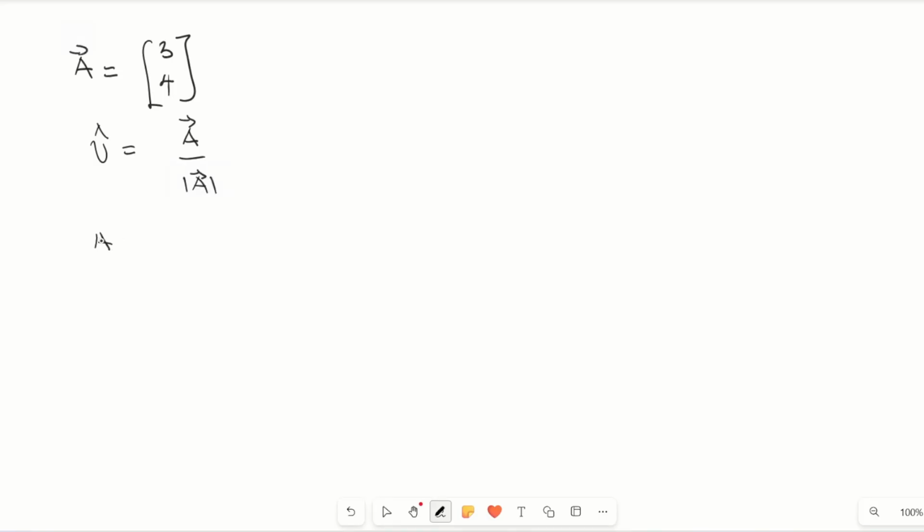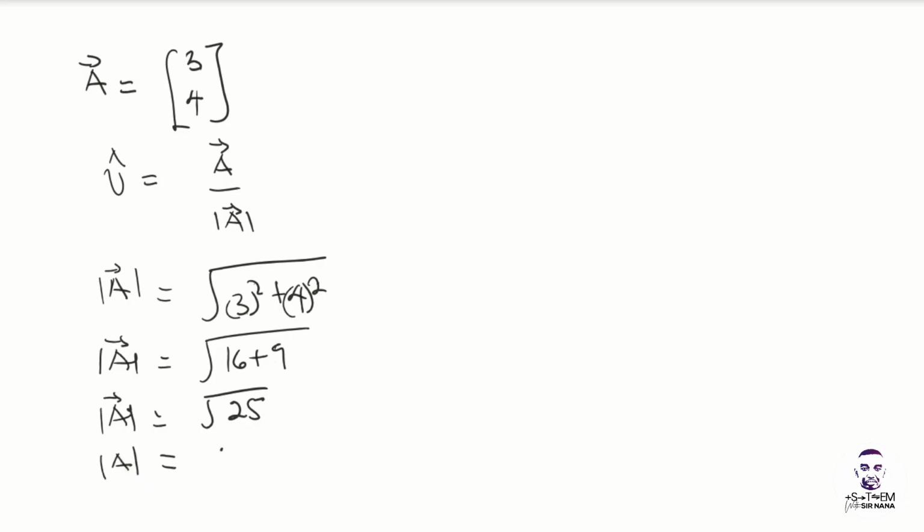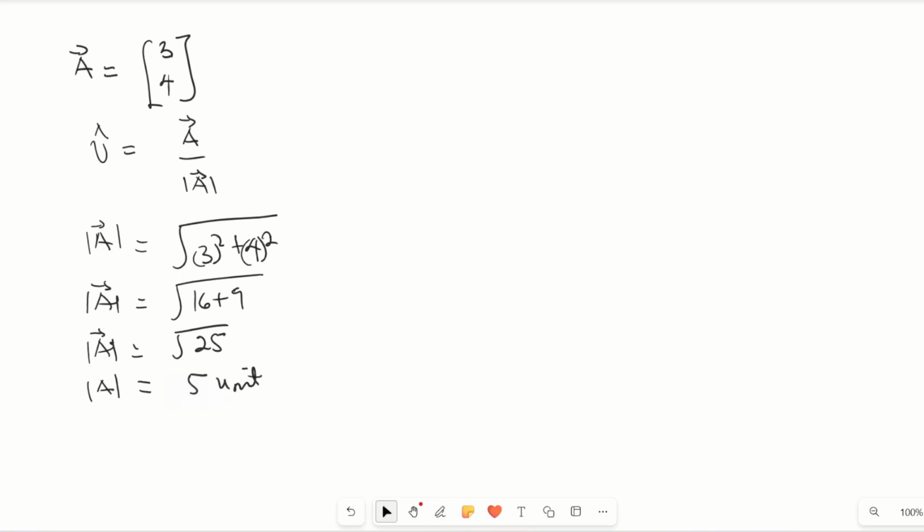How do we find the magnitude of the vector? We square the first part, so 3 squared plus 4 squared. This implies that our magnitude should be equal to the square root of 16 plus 9. 4 squared gives us 16, 3 squared gives us 9. So the magnitude is equal to the square root of 25. We could also have brought the 9 first before the 16, since addition is commutative. So our magnitude is equal to 5 units.